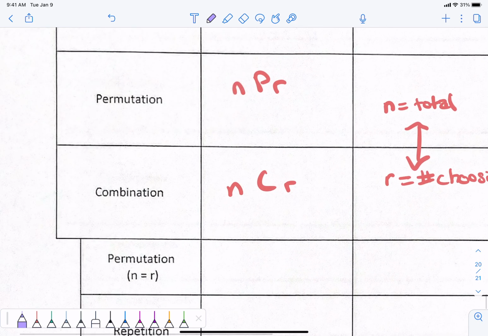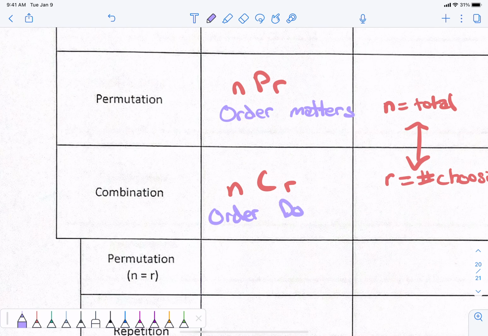One more thing that maybe we need to add to permutation is that order matters. And then this one is order does not matter. Make sense? The way that I remember that is permutation is president, and president starts with a P. When you're doing president, vice president, secretary, the order does matter, right? We would have a very different thing probably going on if Kamala Harris would be president versus Joe Biden. If they were chosen in a different order, we would have a different system, so order does matter.